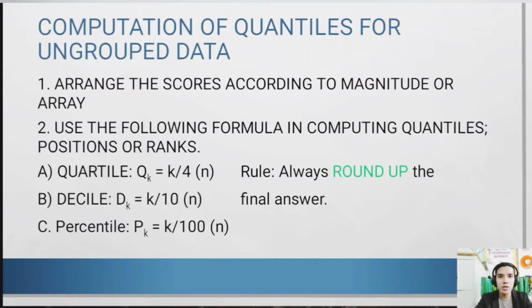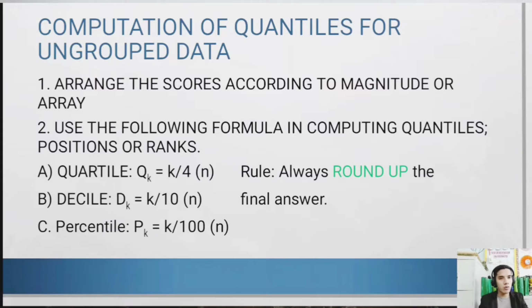Second step is to use the following formulas in computing quantile positions or ranks. So this is for ungrouped data only. Letter A, quartile: Q sub K is equals to K over 4 times N. Then letter B, you have decile: D sub K is equals to K over 10 times N. Letter C, you have percentile: P sub K is equals to K over 100 times N.